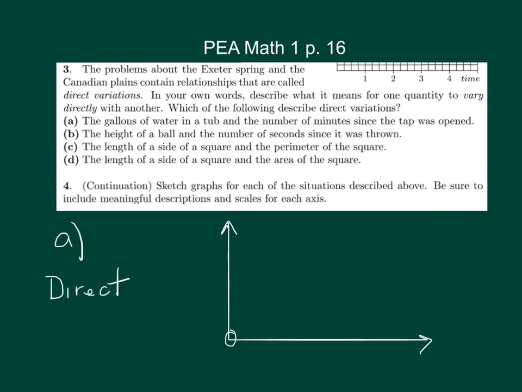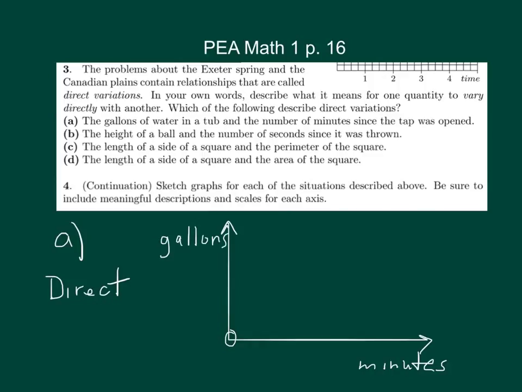Minutes. So I'm going to put minutes down here. Almost always, your time is on the x-axis. Your time is your independent variable. You can't change time. It goes whether you want it to or not. So that is your independent variable. Your y depends on it. So that's gallons. Your gallons here depend on how long you have the water running for.